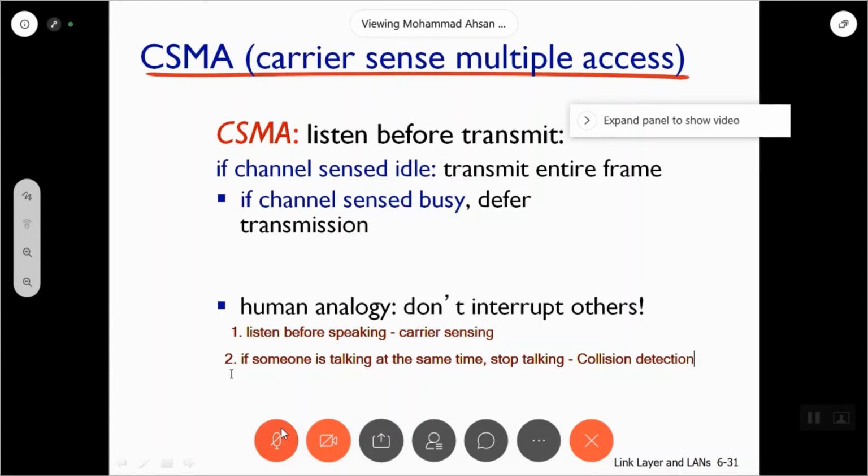Carrier sense multiple access says that we sense the carrier and then we send on the channel, and if it's free, then only it sends. But still, collisions can occur. Why? Why do we need to have collision detection if we have carrier sensing?